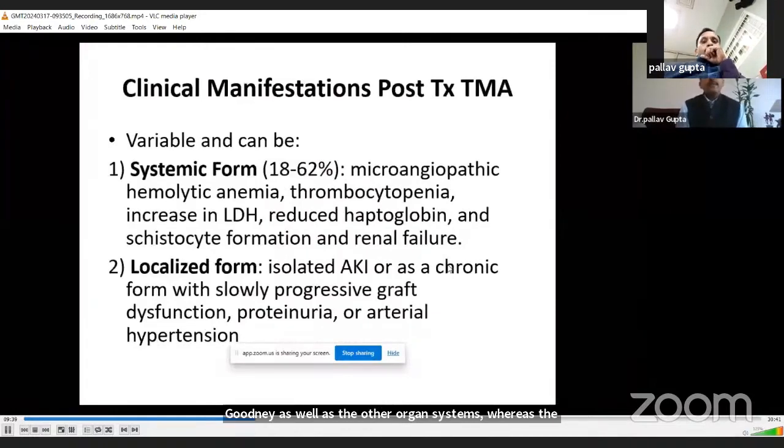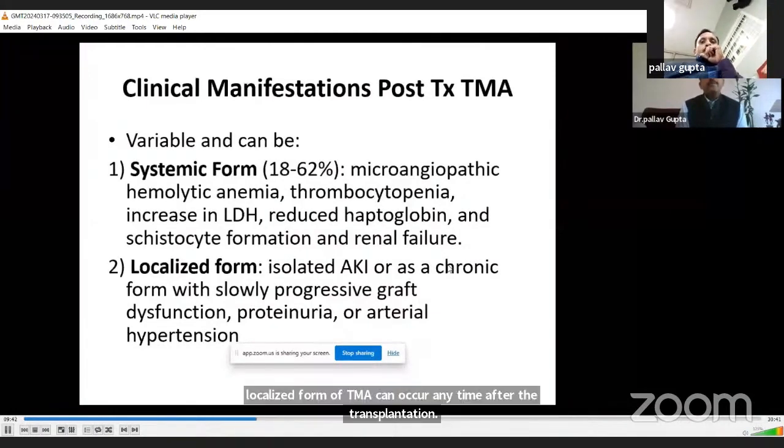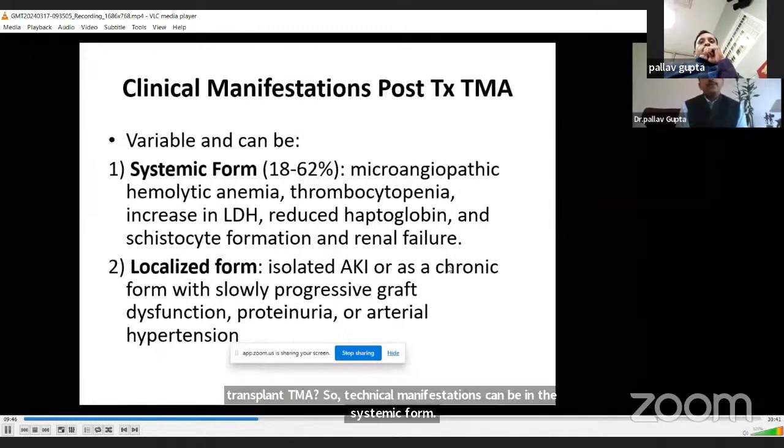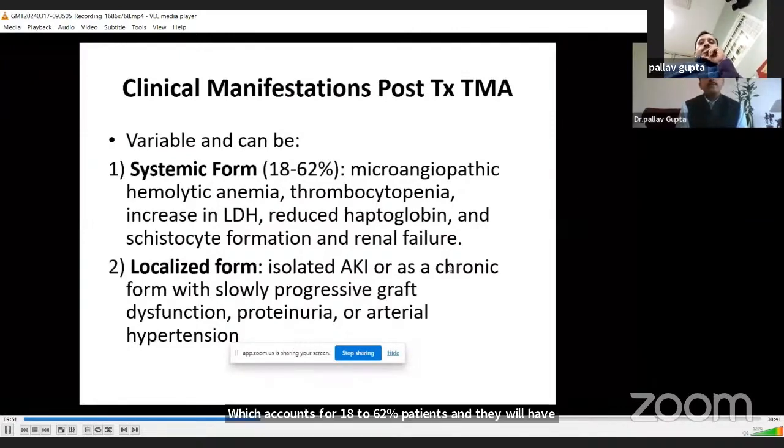Now, what are the various clinical manifestations of post-transplant TMA? Clinical manifestations can be in the systemic form, which accounts for 18 to 62% of patients, and they will have microangiopathic hemolytic anemia, thrombocytopenia, increased serum LDH level, reduced haptoglobin levels, schistocyte formation and renal failure. Or it could be in the localized form, in which there is isolated acute kidney injury, or a chronic form with slowly progressive graft dysfunction, proteinuria, or arterial hypertension.